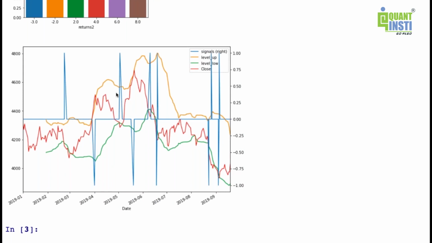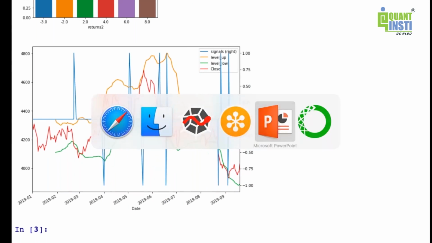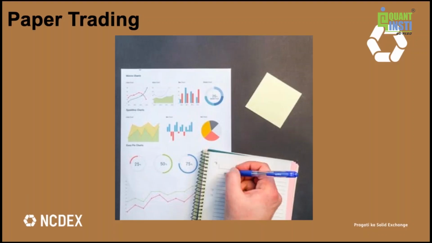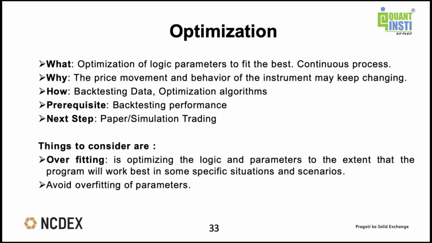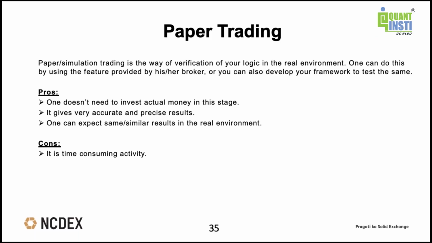So let's go back to the PPT again. Once we are done with the optimization of the parameters and we find that it is working fine, we need to do paper trading. Paper trading, as we already know, is as good as performing the trade in the real market. The only thing is we are not investing money into it. Without investment of money, we are performing the trade. The only drawback is that it is a very time consuming activity.